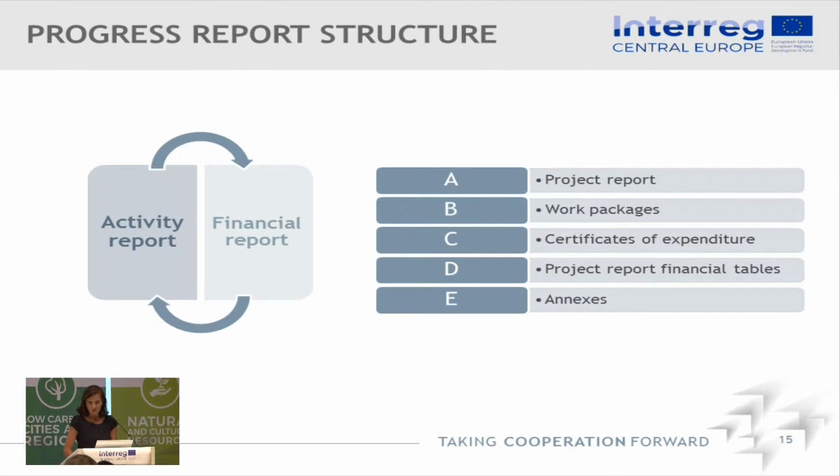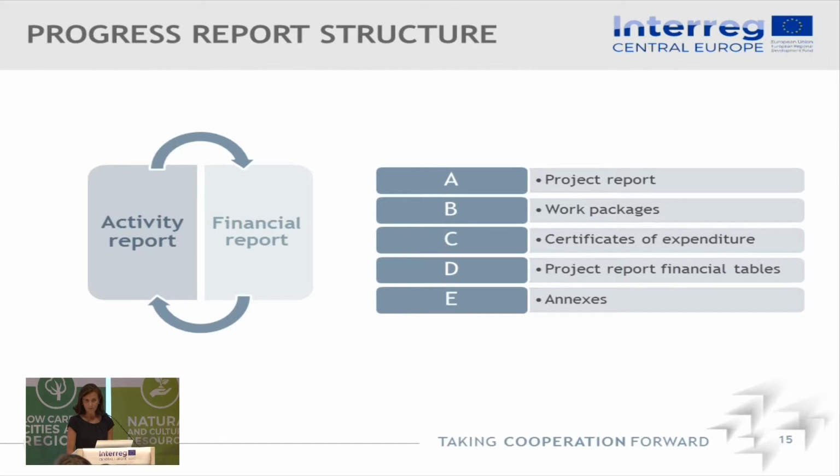The progress report, just to give you the basics, contains an activity part and a financial part, and of course both are very closely interlinked, because the financial part, the costs, are the direct consequence of the activities which you are implementing. So in the activity part you have some general information on the project which you need to report, and then the part on the work packages, where you report on the activities which you implemented per work package, and also the outputs and deliverables which you have achieved. And also if you have encountered any problems and the solutions which you have found.